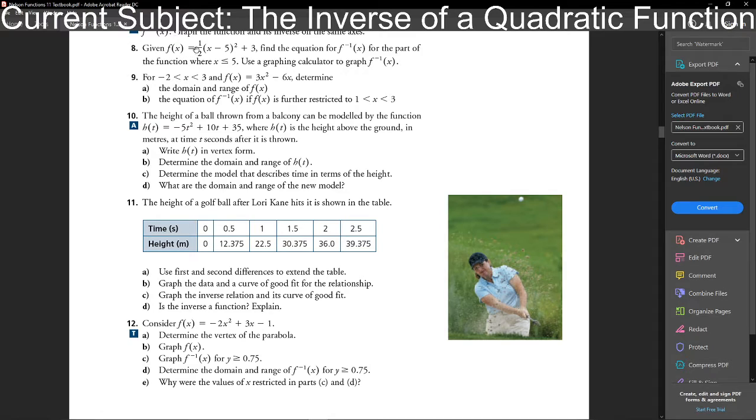Given f of x equals 0.5 times x minus 5 squared plus 3. Find the equation for f inverse. For the part of the function where x is greater or equal to 5, use a graphing calculator to graph the inverse of x.